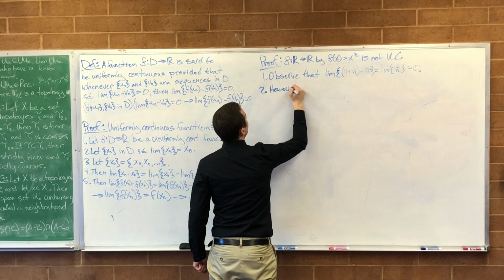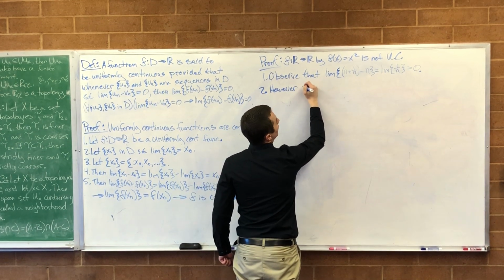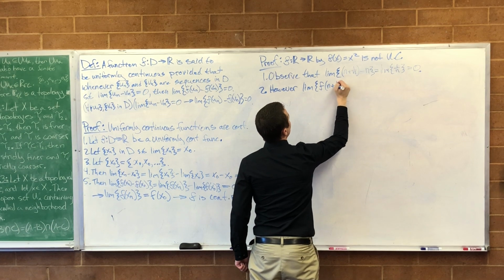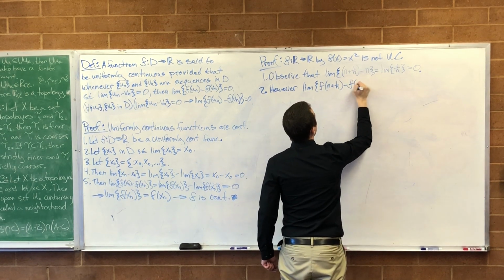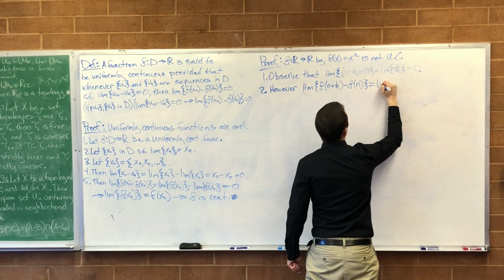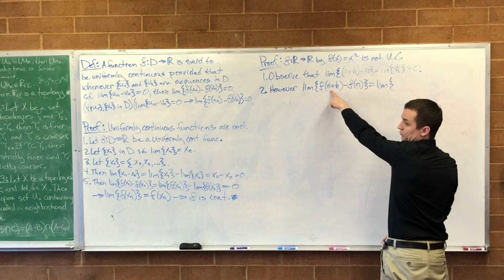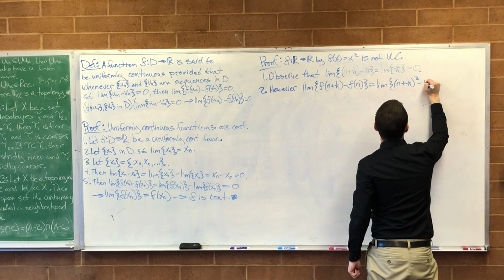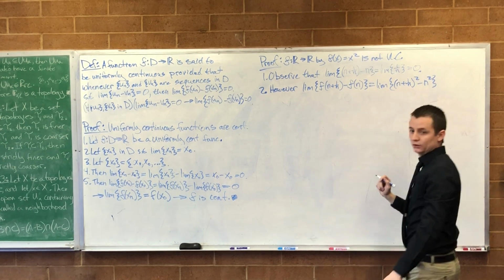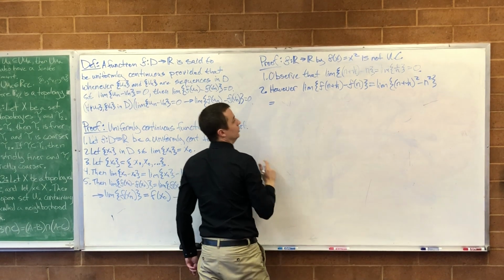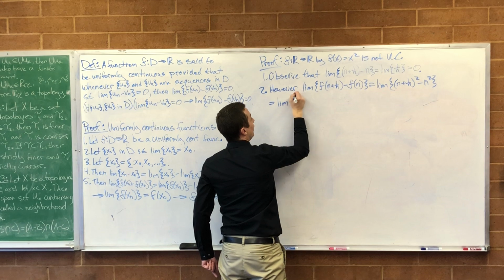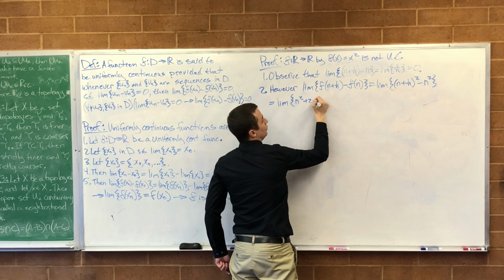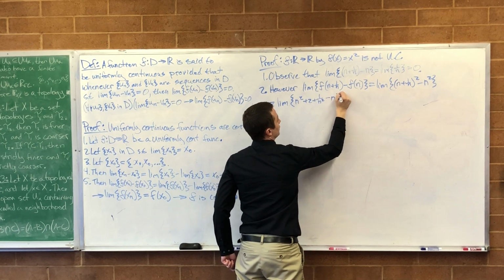However, let me see, the limit of f of n plus 1 over n minus f of n is equal to the limit of, what is f of n plus 1 over n? Maybe we'll do it in a couple steps. That's n plus 1 over n squared, right? Minus n squared. Good so far? Now we see that we're going to get 2, which is equal to the limit of, expanding this out, n squared plus 2 plus 1 over n squared minus n squared.